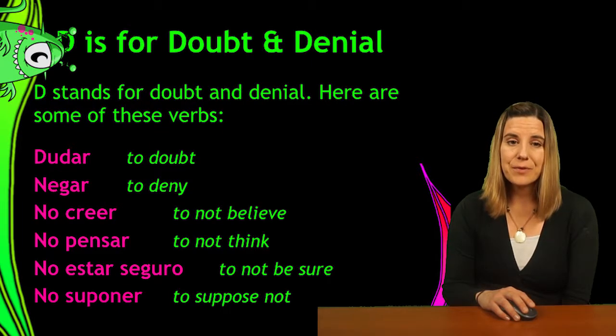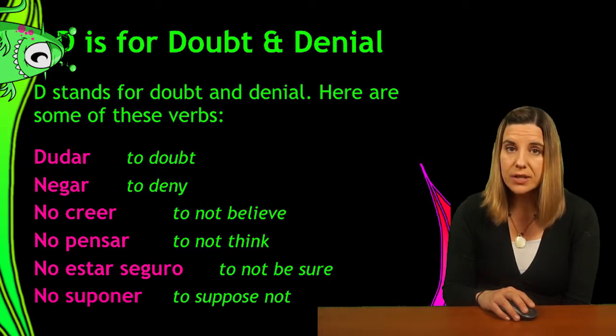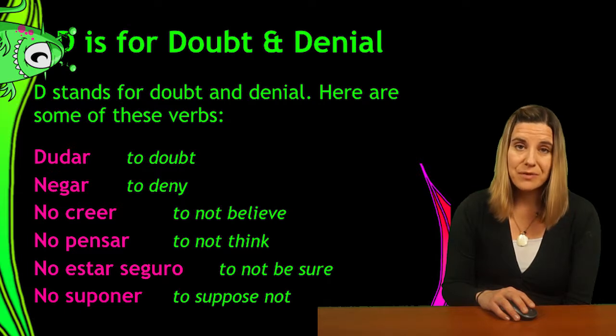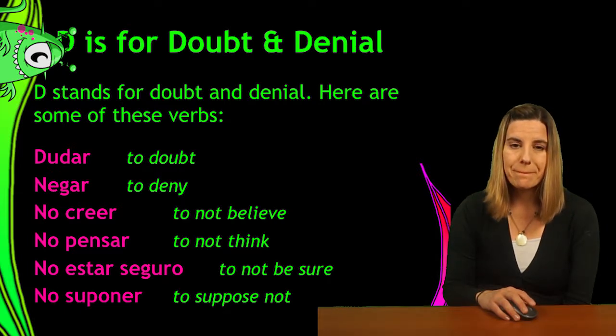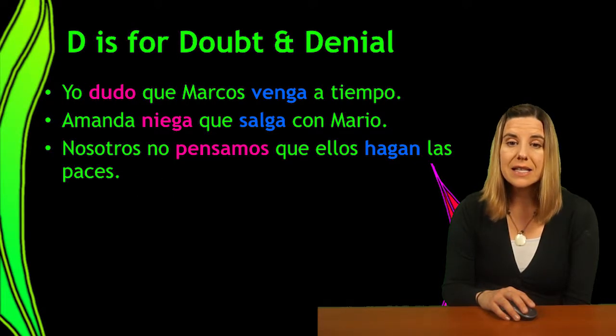D is for doubt and denial. Some of the verbs that express doubt and denial are dudar, negar, no creer, no pensar, no estar seguro, no suponer. The doubt and denial is important because anytime that there is certainty involved, it takes the subjectiveness out of the sentence and it becomes objective, or the indicative. So the opposite of certainty is the subjunctive. Yo dudo que Marcos venga a tiempo. Amanda niega que salga con Mario. Nosotros no pensamos que ellos hagan las paces.